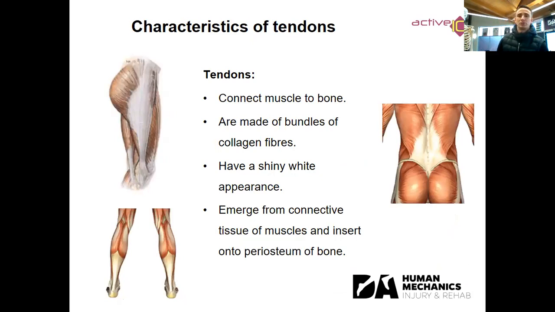Tendons. Your tendons are similar to the ligaments, but tendons connect a muscle to a bone. So we have more collagen fibers. Why is that? We have more collagen fibers within the tendons because we have muscles pulling on the other end of the tendon. Muscles contract, so they pull on the tendon, which pulls on the bone, which creates the movement.